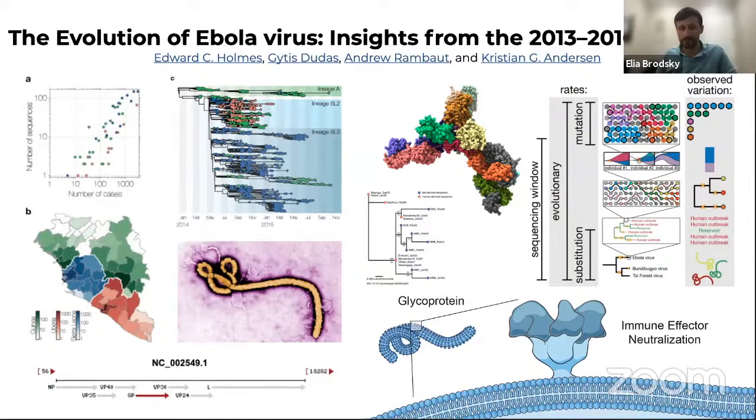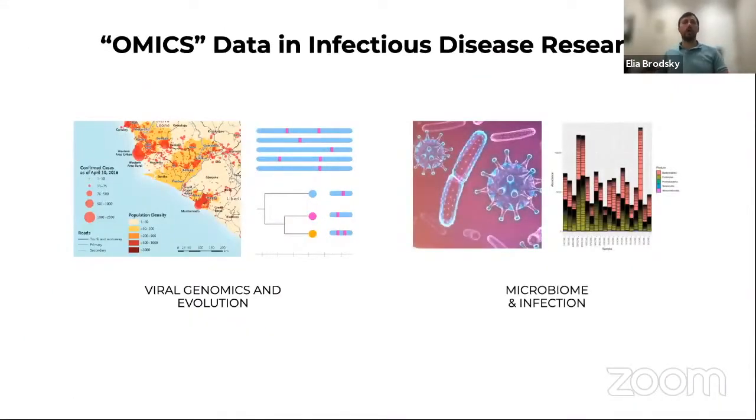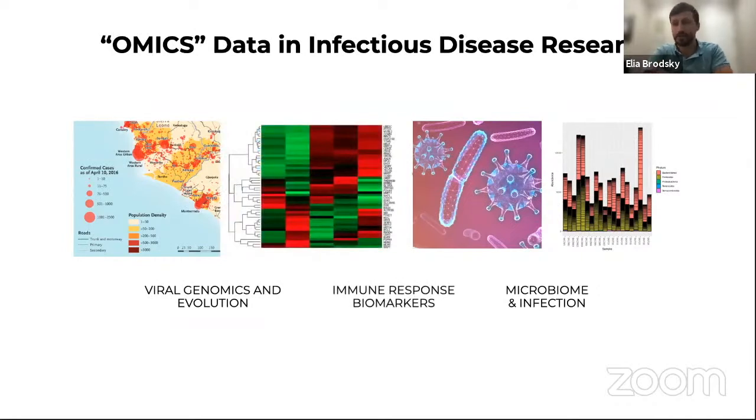And so as a result of these projects that we will dive into to understand their background, to understand the specific questions that could be asked about them, and understand some of the tools and methodologies, you will be able to appreciate the role of omics data in infectious disease research and the application of bioinformatics to be able to ask specific questions about these data sets. And so that will give you an insight into viral genomics and evolution, immune response biomarkers, and the relationship between microbiome and infection.